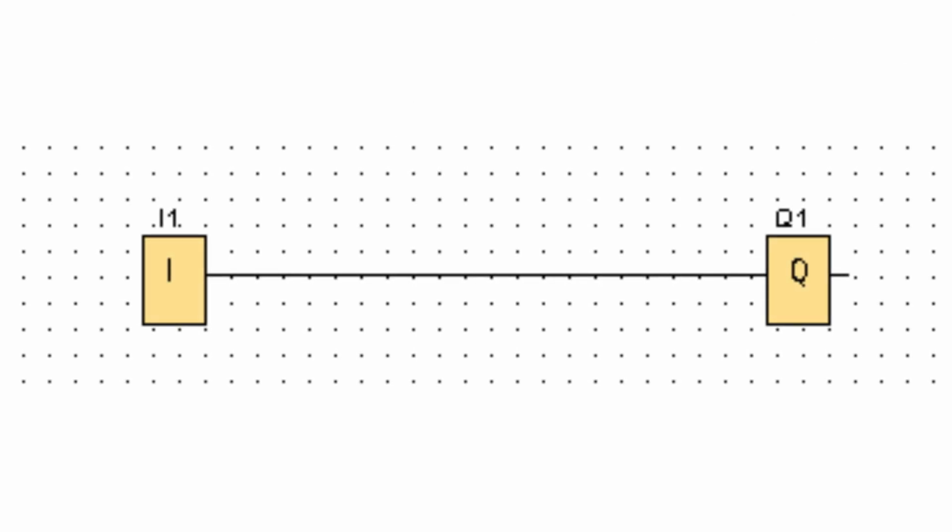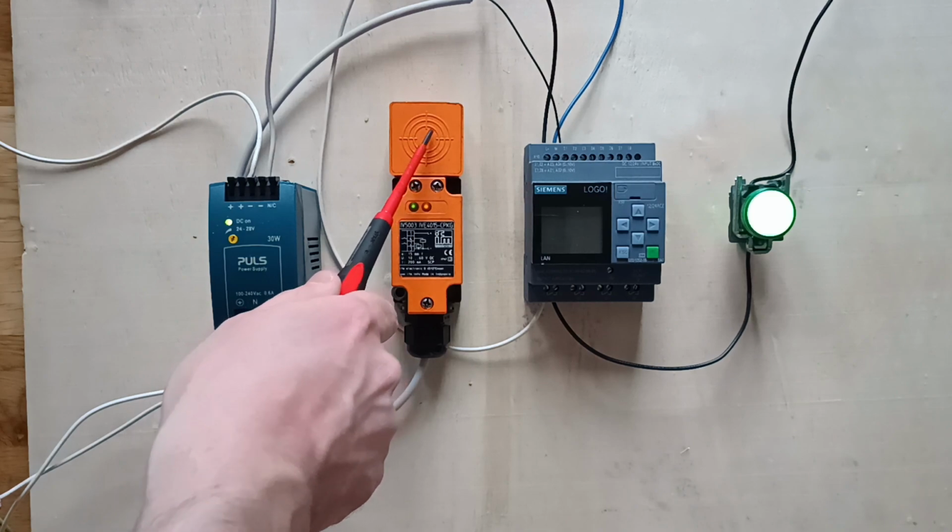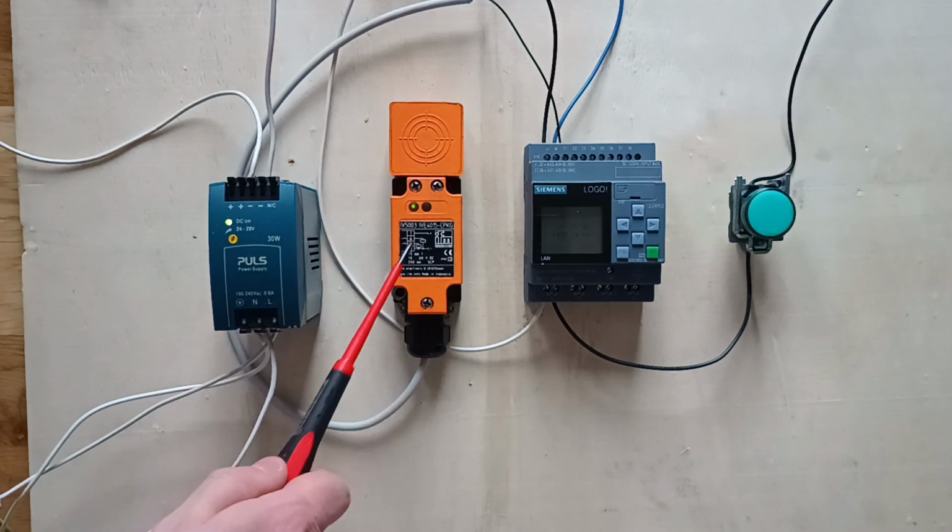I will download a simple program to the PLC which makes input 1 turn on output 1. When I now trigger my sensor, it will turn on output 1 and give power to the lamp.